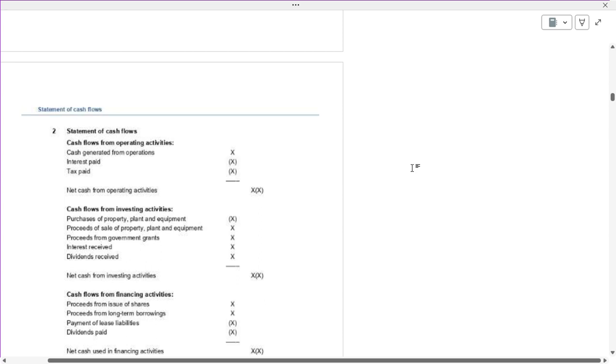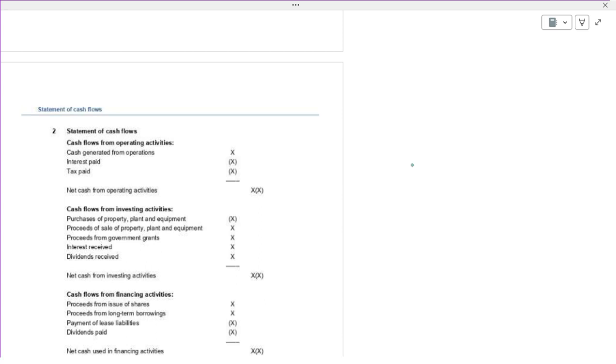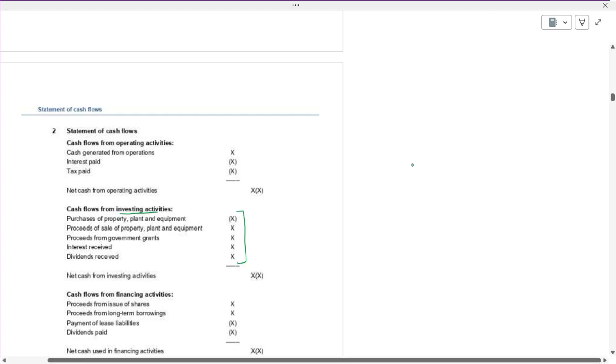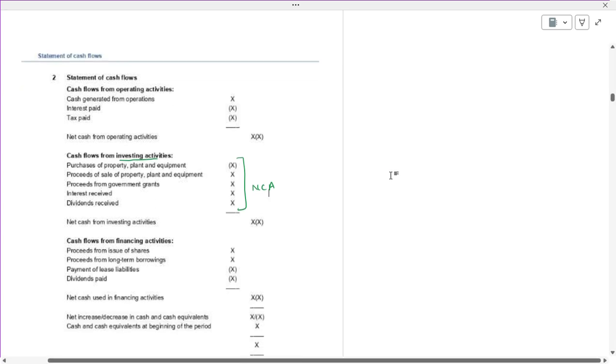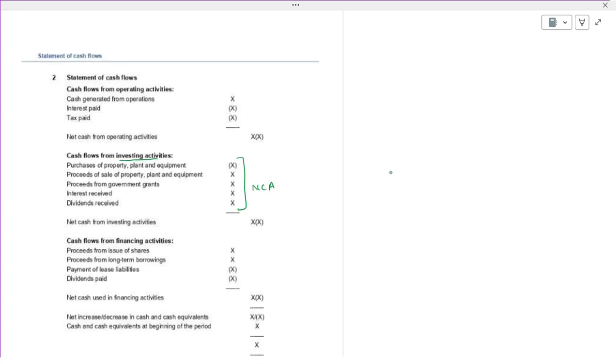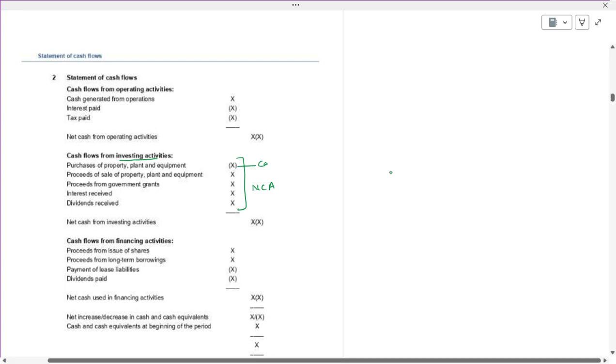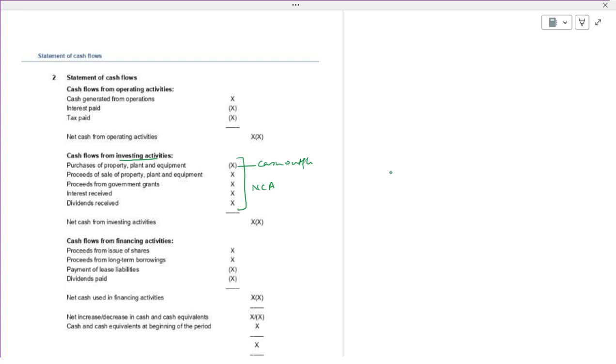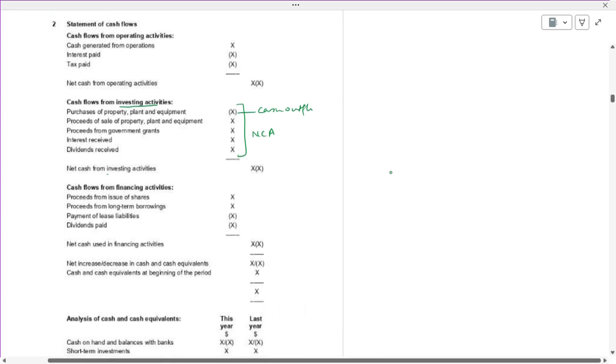They are talking about the things. This is what we have done. Now they are talking about the investing activities. Investing activities, in the simple case, are non-current assets. Any purchases, minus, cash outflow. If it is minus, it is a cash outflow. If you have sold anything, got any grants, received any interest or dividends, it is a cash inflow. Okay? That is the second part, the investing activities.